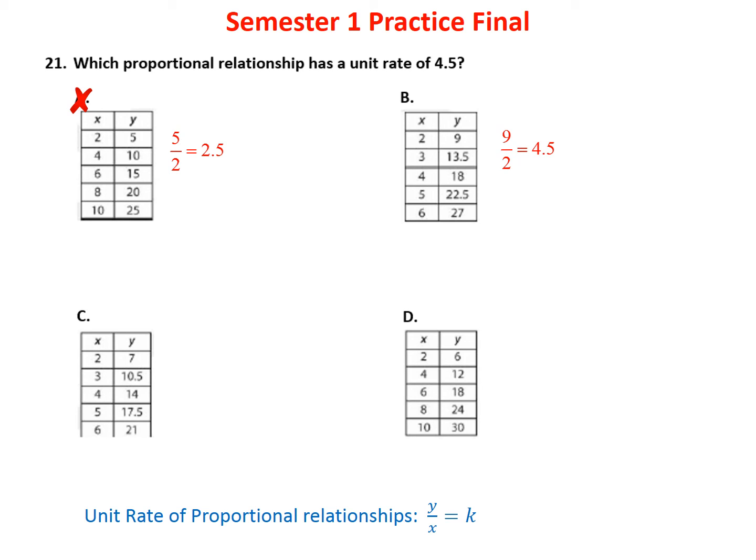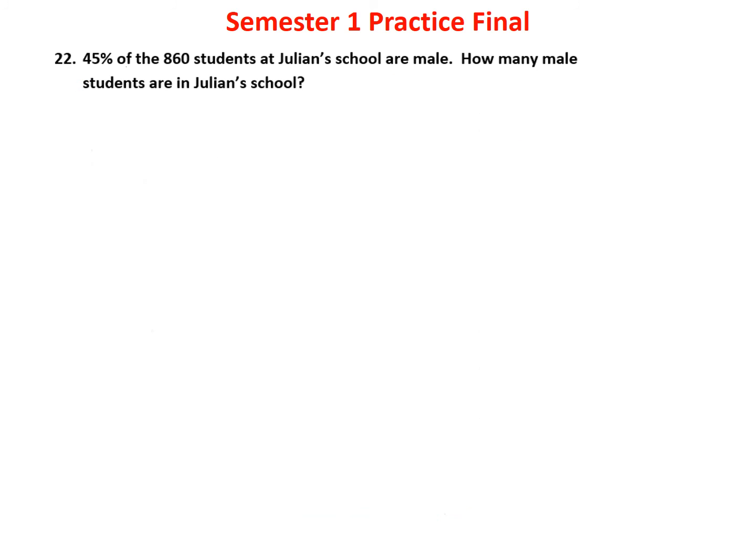B, 9 divided by 2 is 4.5, so that answer does have a unit rate of 4.5. Check the other ones. 7 divided by 2 is 3.5, not our answer, and 6 divided by 2 is 3, not our answer. So the correct answer, the one with a unit rate of 4.5, is B.